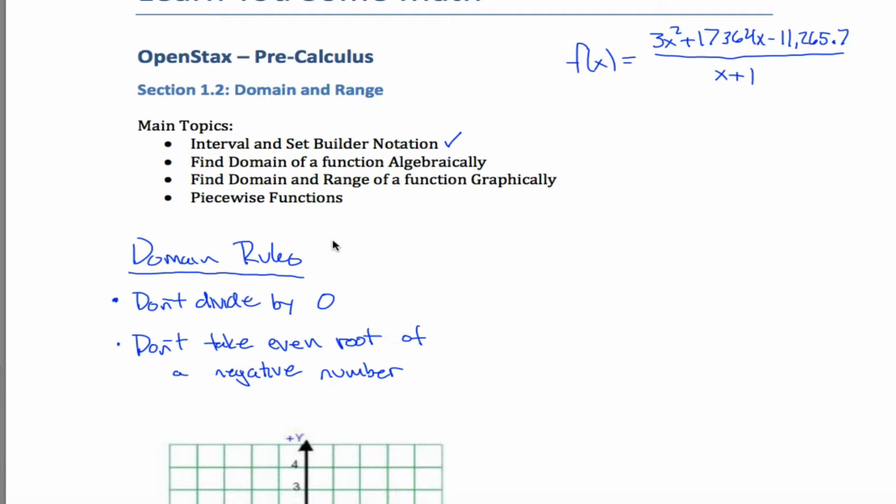So our domain rules, and maybe I'll even write more later, can be summarized as just there's 2 right now. Don't divide by 0. Don't take the even root of a negative number.